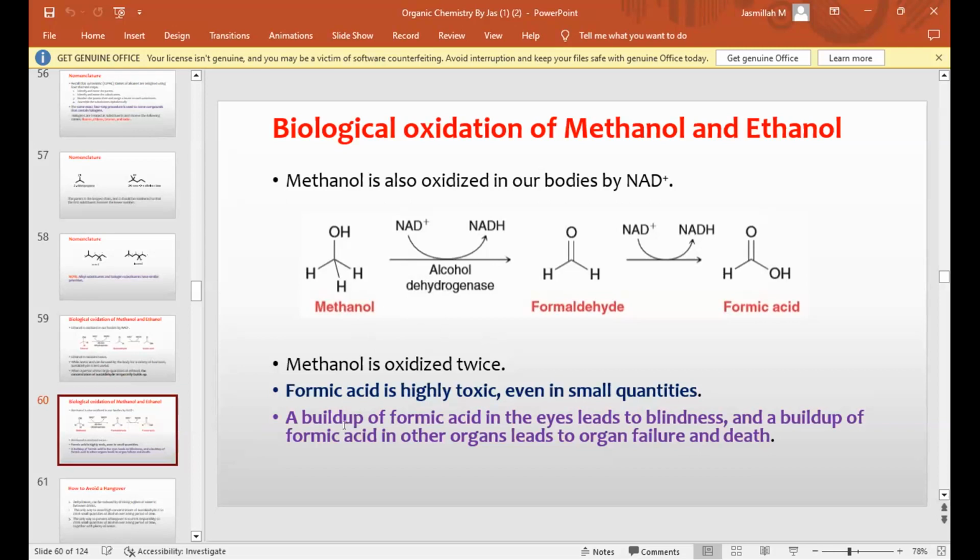So methanol is oxidized to form formaldehyde. Then from formaldehyde, again, it will be oxidized to form formic acid. Formic acid is very toxic, even in small quantities, and a buildup is what causes blindness. If you've heard of people going blind from drinking illicit brews, it is because of formic acid.